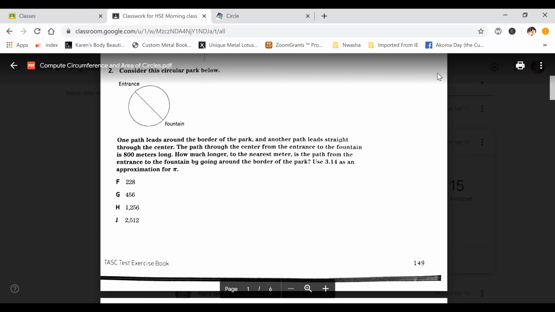So it says one path leads around the border of the park and another path leads straight through the center. The path through the center from the entrance to the fountain is 800 meters long. How much longer to the nearest meter is the path from the entrance to the fountain by going around the border of the park? Use 3.14 as an approximation for pi. So we're still talking about circumference. So what do you think you have to do with number two?